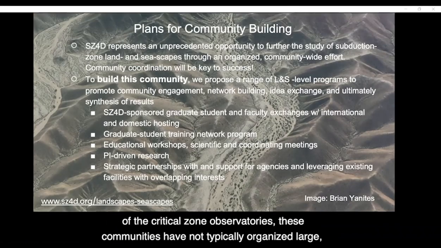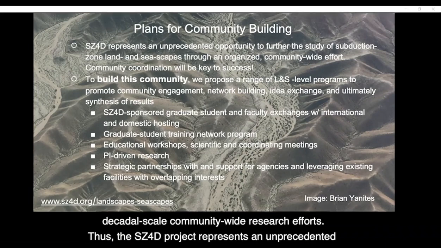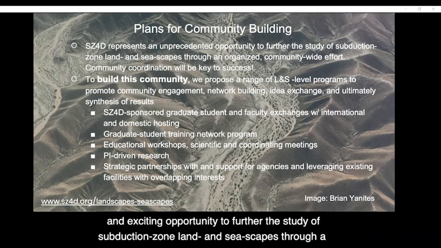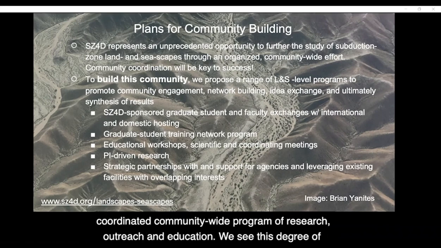With perhaps the notable exception of the critical zone observatories, these communities have not typically organized large, decadal scale, community-wide research efforts. Thus, the SZ4D project represents an unprecedented and an exciting opportunity to further the study of subduction zone land and seascapes through a coordinated community-wide program of research, outreach, and education.